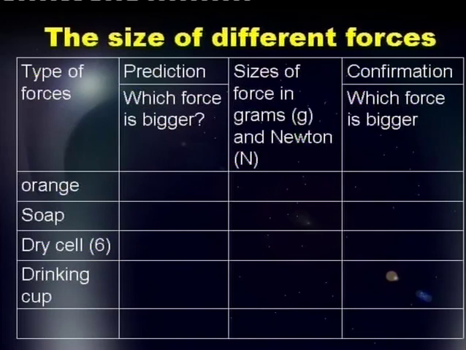Predictions, because it says which force is bigger. So just tell them they can write which one they think is bigger first, then the next one, first, second, third. They can just take the one they think is biggest. That's okay. Starting from 0. Yeah.